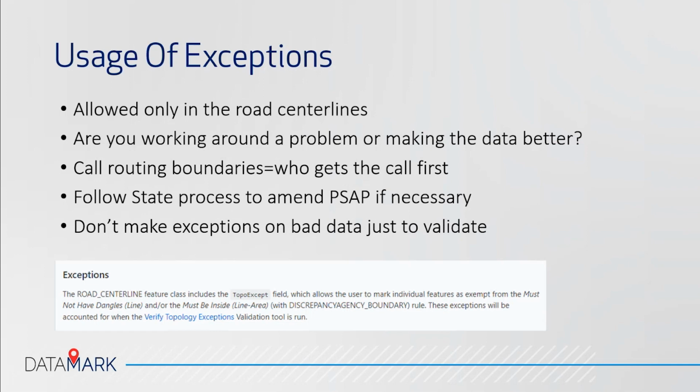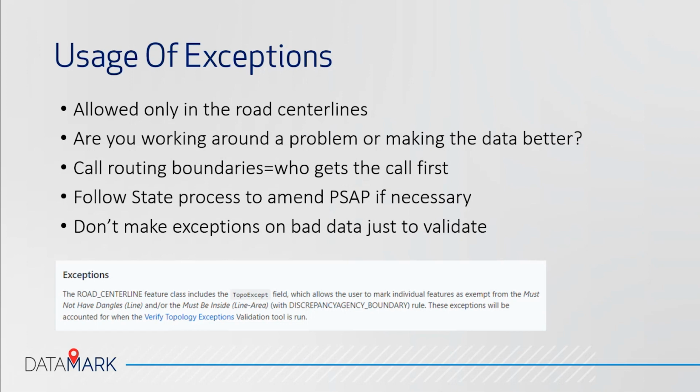Okay. Follow that process, write the letters, meet with your neighbors, agree. And don't make exceptions on data that's poor quality just to get it to pass the validations. Because again, this data is being used to route calls for 911. Okay, this is not just a reference data set. This has an active performing function in the course of a 911 call. Okay.